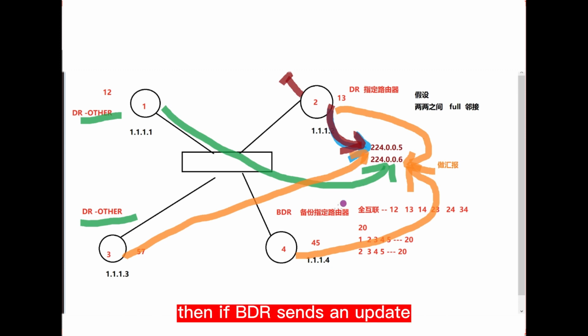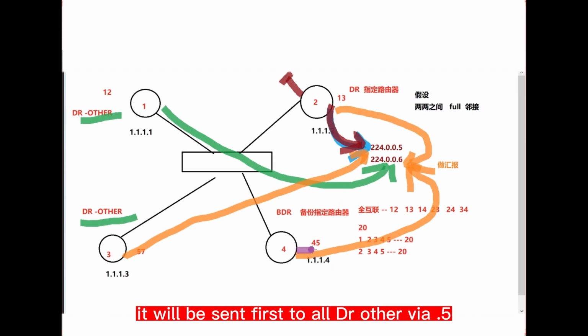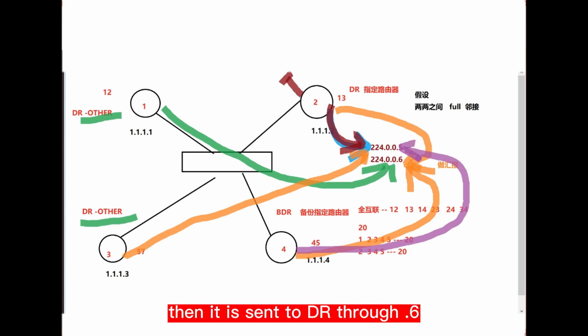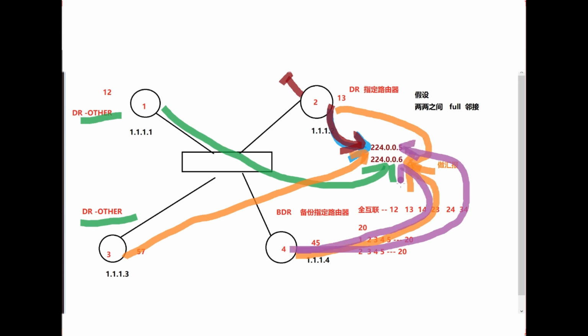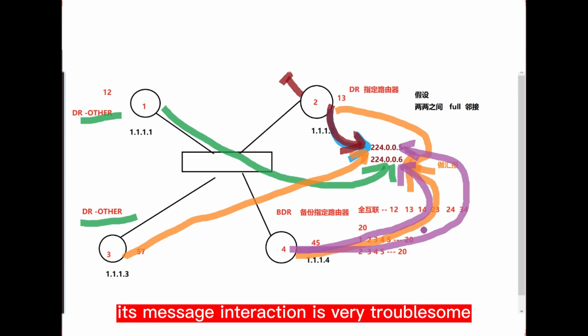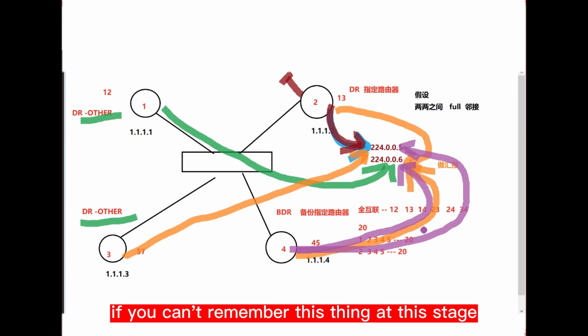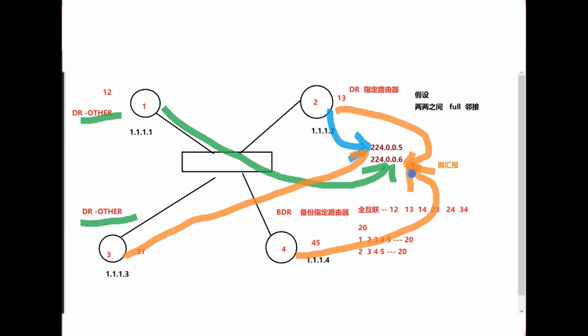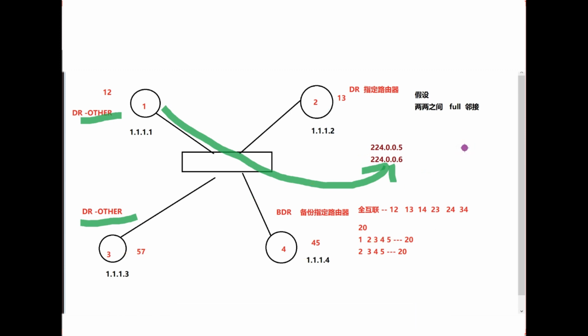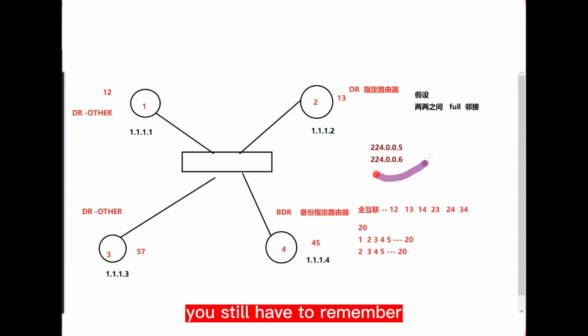Then if BDR sends an update, it will be sent first to all DR other via point 5. Then it is sent to DR through point 6. OSPF is like this. Its message interaction is very troublesome. So it doesn't matter if you can't remember this at this stage. Anyway, when you reach the NP stage, you still have to remember. Now it's just to give you a feel.